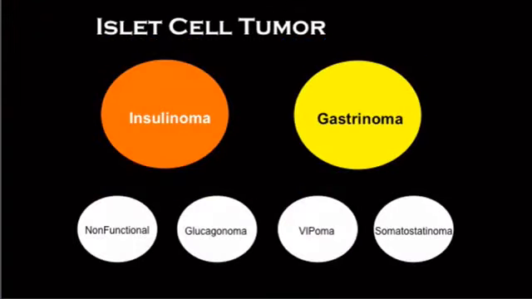So I mentioned also islet cell tumors, and there's a whole bunch of different ones. This is from the pancreas talk. Remember, we've got sort of major players, insulinomas and gastronomas, and then your minor players. So let's talk about these real fast.